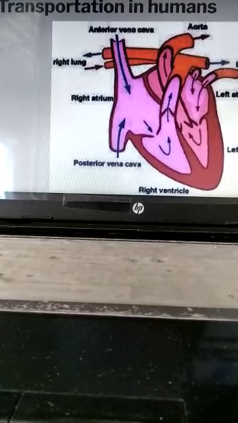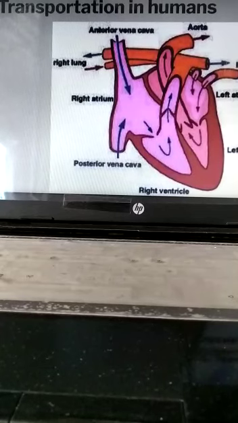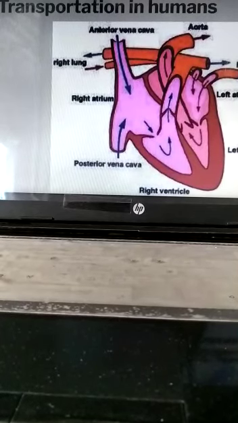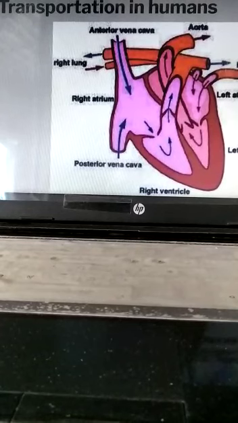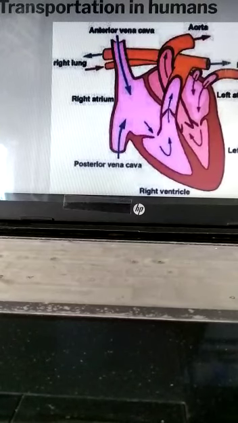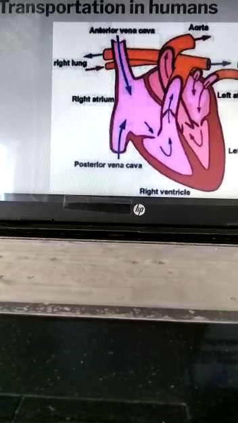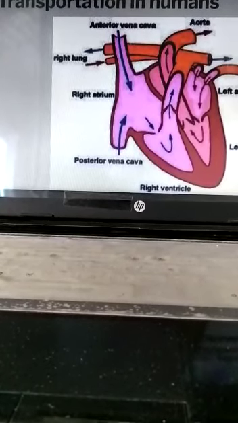The maximum pressure at which the blood leaves the heart through the main artery during contraction phase is called systolic pressure. The minimum pressure in the arteries during the relaxation phase of the heart is called diastolic pressure.